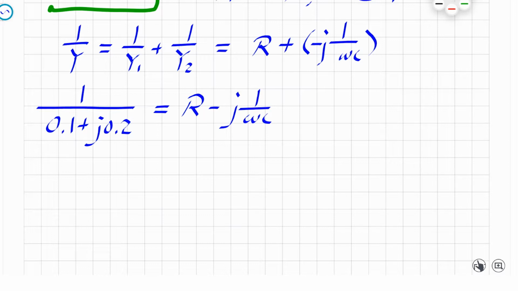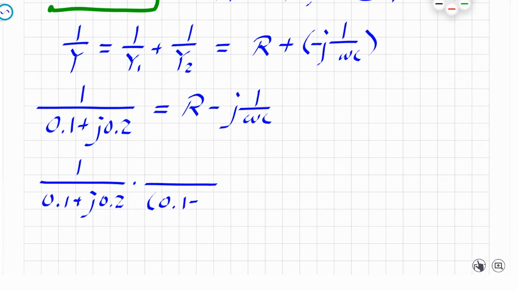So therefore, we just want to operate on the left hand side to make it be in real part, imaginary part. And we have done a problem similar to that already, that when we have this one here, what we need to do is multiply both the numerator and denominator by the complex conjugate of that denominator. So we're going to multiply by 0.1 minus J 0.2. And here in the numerator, we're going to do the same thing.